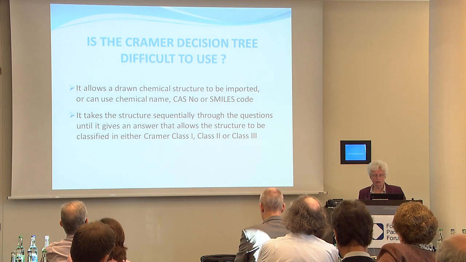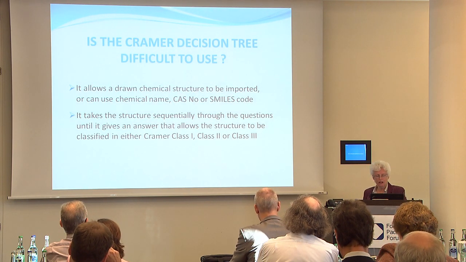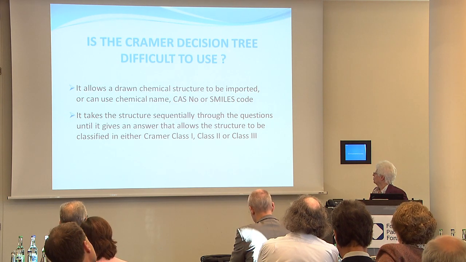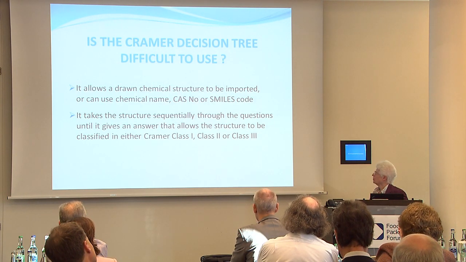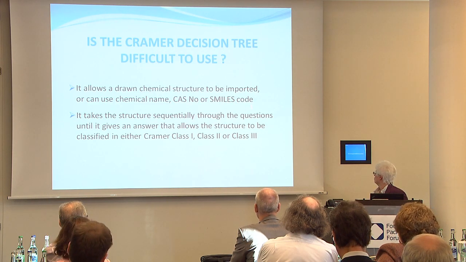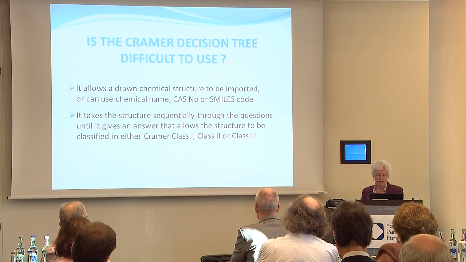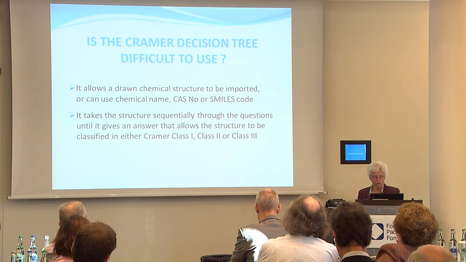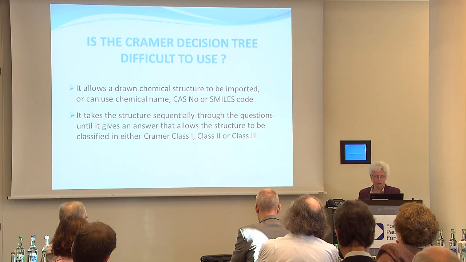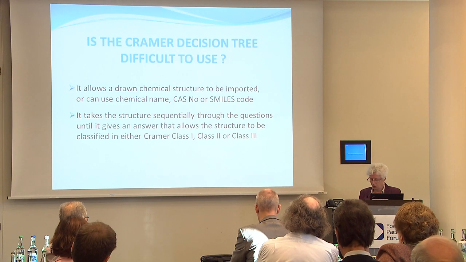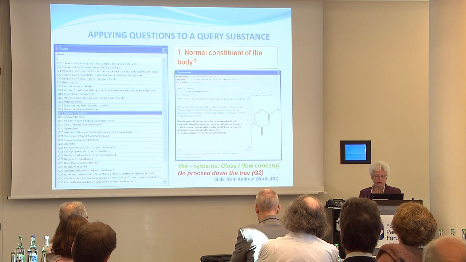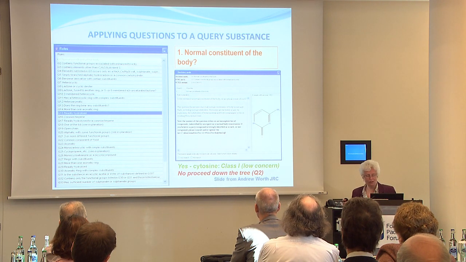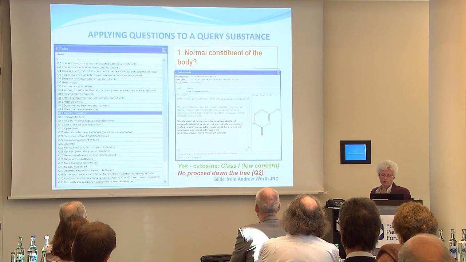So this ToxTree software will allow you to import your chemical either as a drawn chemical structure, or you can use the chemical name or the CAS number, or you can simply obtain the SMILES code that describes the molecule. And the software takes the structure that you've put in sequentially through the questions and tells you which class it falls out into. You won't be able to read this, this is not essential, this is just to give you an idea of the screenshot you'll see.